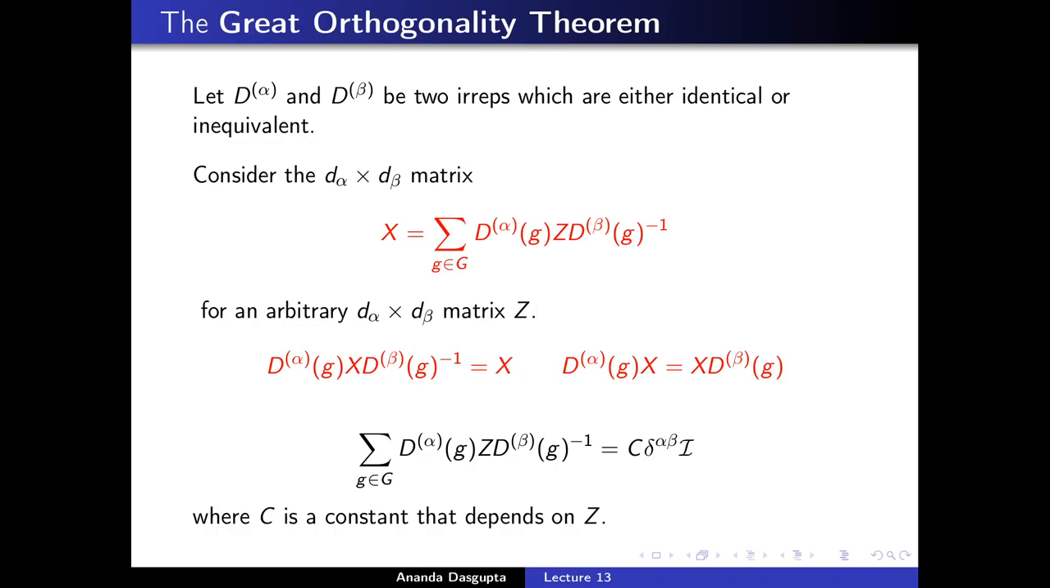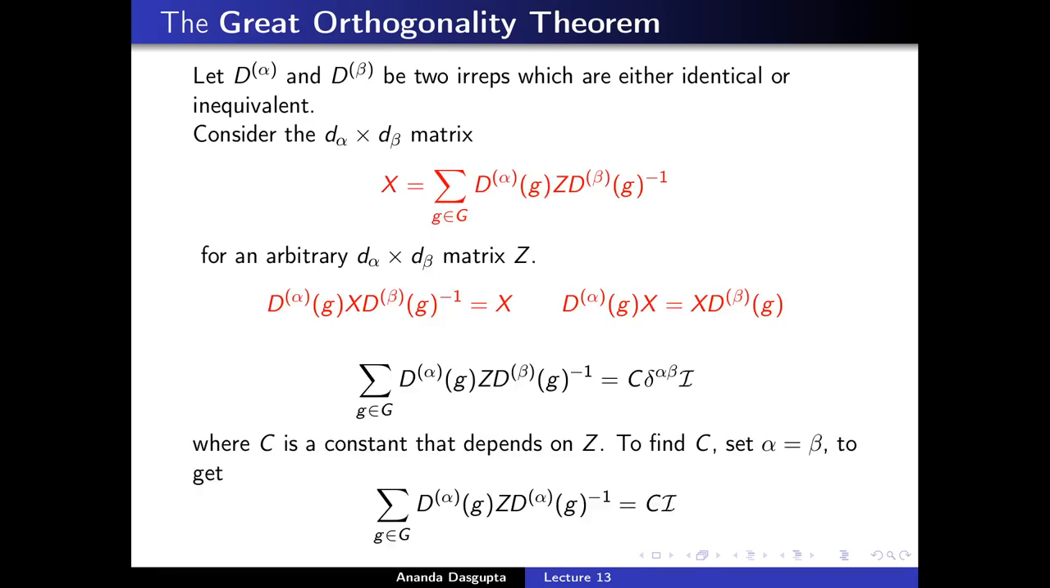So our task that is left now is calculating the value of this constant C, which of course, as I've said, depends on which matrix Z you have chosen. Remember, at this stage, the capital Z matrix can be completely arbitrary. The fact that capital X intertwines between the two representations will work no matter what Z you choose. And that actually is what gives the resulting theorem, the great orthogonality theorem, its immense power. Of course, to find C, what we really need to do is put alpha equals beta, because that's the only time when C really appears on the right hand side. So what we get is, when the two representations are identical, then d alpha g z d alpha g inverse is equal to C times identity, where the identity is a small d alpha by small d alpha identity.